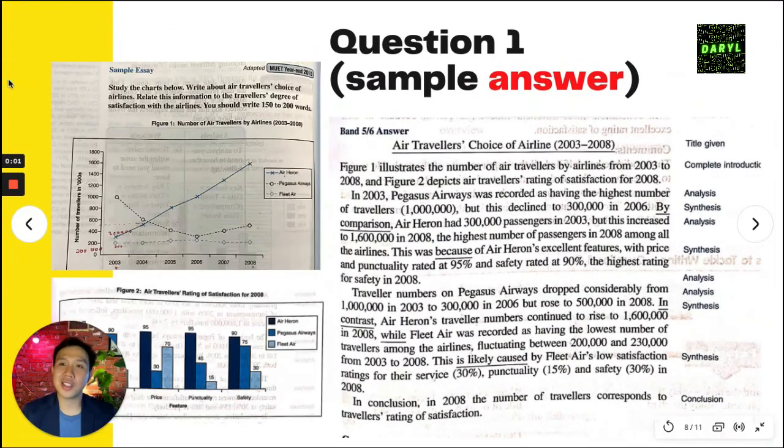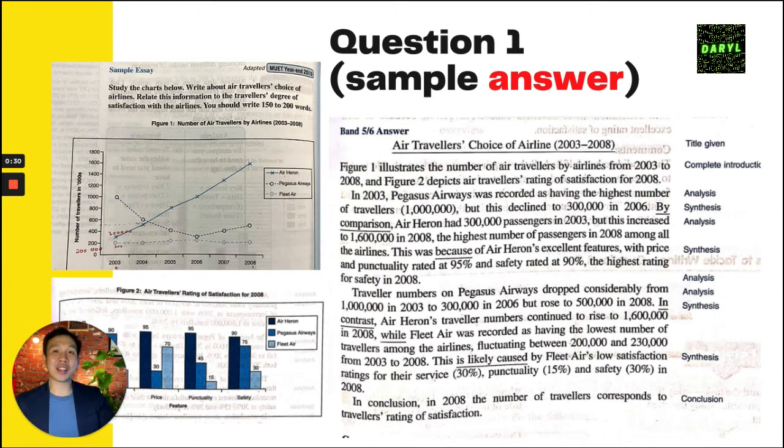Okay everyone, so this is the question 1 sample answer. Alright, Band 5, this is the answer for Band 5 and Band 6, but if you can't score Band 5 or Band 6, you can do your best and make sure you score the best in question 1. So when you look at the question first, remember, don't panic, breathe in and breathe out, and then look at the graph over here.